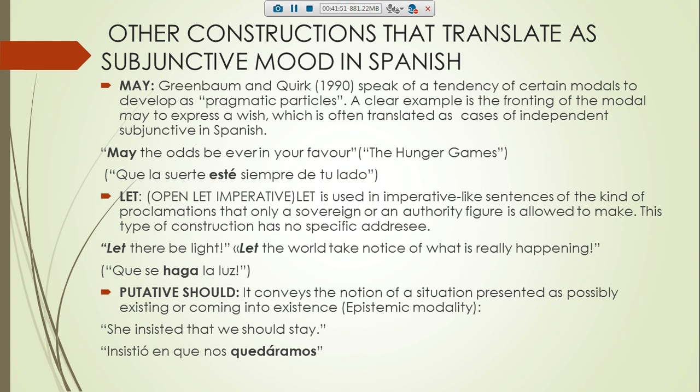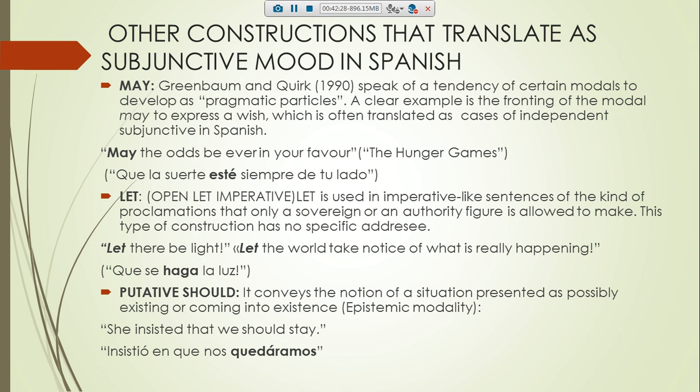"Let", in open "let" imperative. "Let" is used in imperative-like sentences of the kind of proclamations that only a sovereign or an authority figure is allowed to make. This type of construction has no specific addressee. So, God in the Bible said, "let there be light", que se haga la luz. Or you might hear a politician saying in a speech, "let the world take notice of what is really happening". Que el mundo se entere de lo que realmente sucede o está sucediendo.